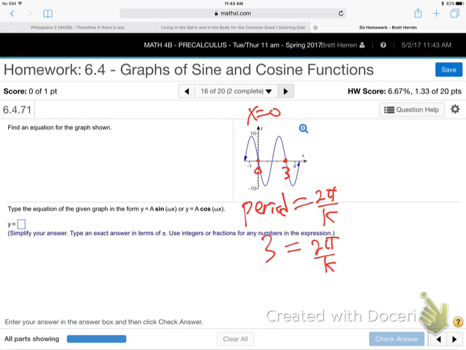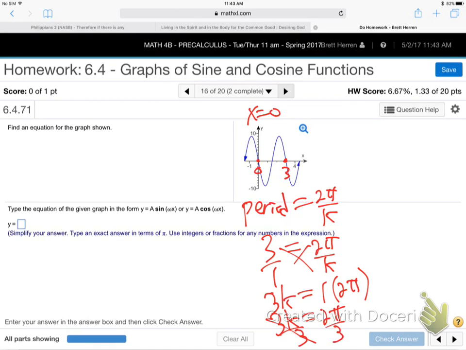Okay, so how do we solve that for k now? Put this over 1, diagonal, diagonal. 3k is 1 times 2 pi. 3k is 2 pi. Solve for k, divide by 3, k is 2 pi over 3.